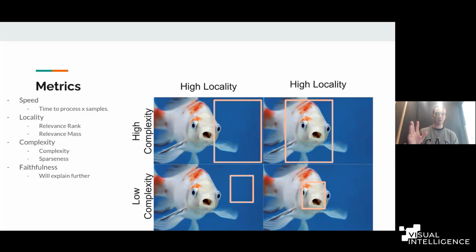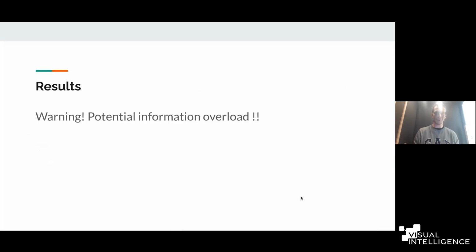We did some things with faithfulness for our paper, but I will explain that a little bit more in depth. Right now, remember we measured the complexity and locality, which basically tells you if the explanation is where humans expected it to be, and if the explanation is small. Okay, so now we have a lot of results. I will go through them fairly quickly.